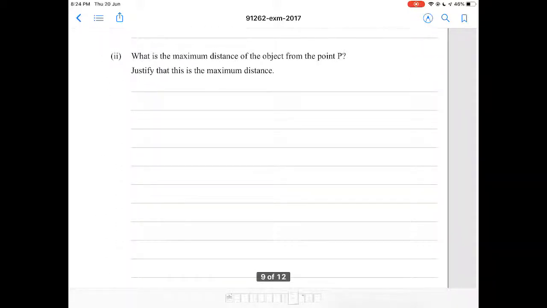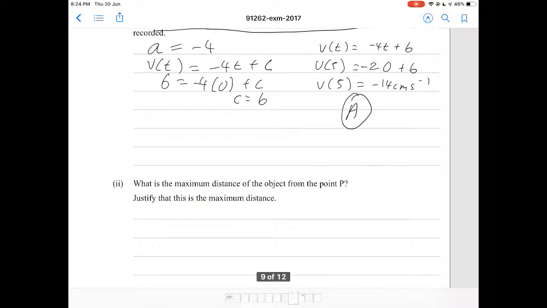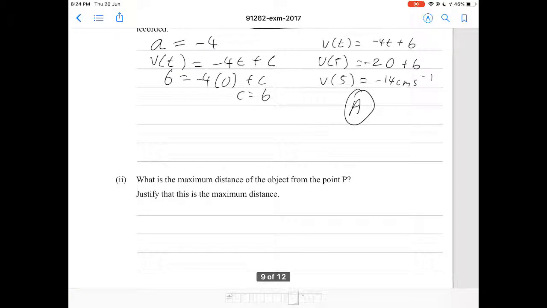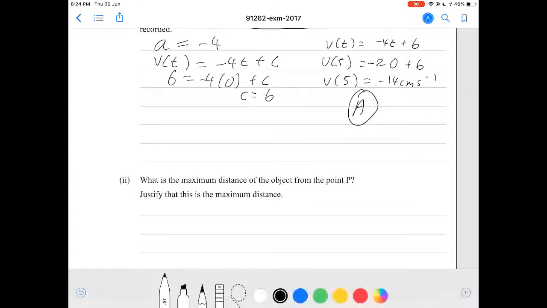What is the maximum distance of the object from point P? Justify this is the maximum distance. So we have our v of t, so we're going to integrate again to find s of t. S of t equals, increase the power by 1 and divide by 2, negative 2t squared plus 6t plus c.